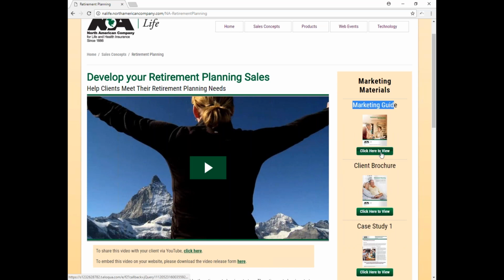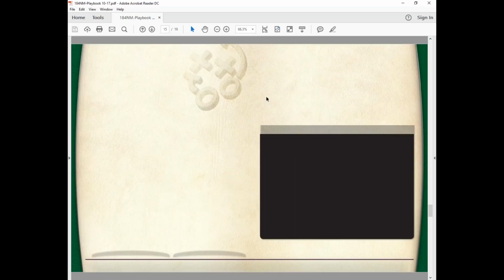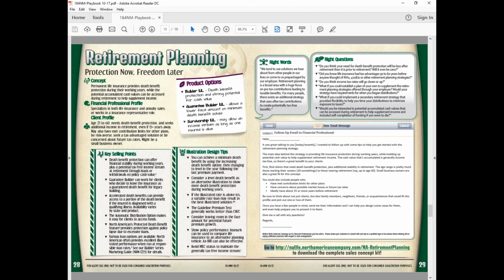A great marketing guide as well for you, the agent, so that you can read about it even more. With a lot of those concepts that are in the playbook, we're going to make sure that with this marketing guide, we expand on those concepts so that you can have even more information at your fingertips as well. So that was the retirement planning sales concept, a great one to utilize and go through when you're trying to help your clients utilize an IUL to help with their retirement future as well.